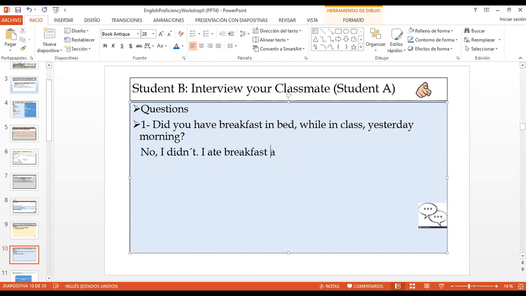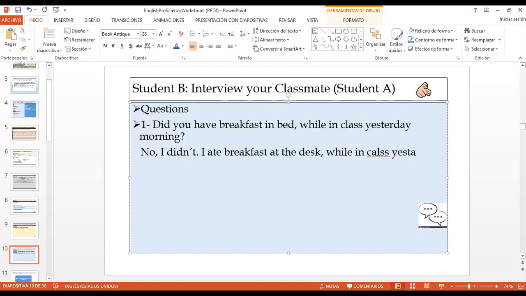No, you're not on, at the desk. At the desk while in class. Because on means on top, as if you were sitting on the desk. So on means on top, sobre, encima. So you're not on the desk, you're at the desk. Estás sentada al escritorio. So no, I didn't. I ate breakfast at the desk while in class yesterday. Okay, excellent.